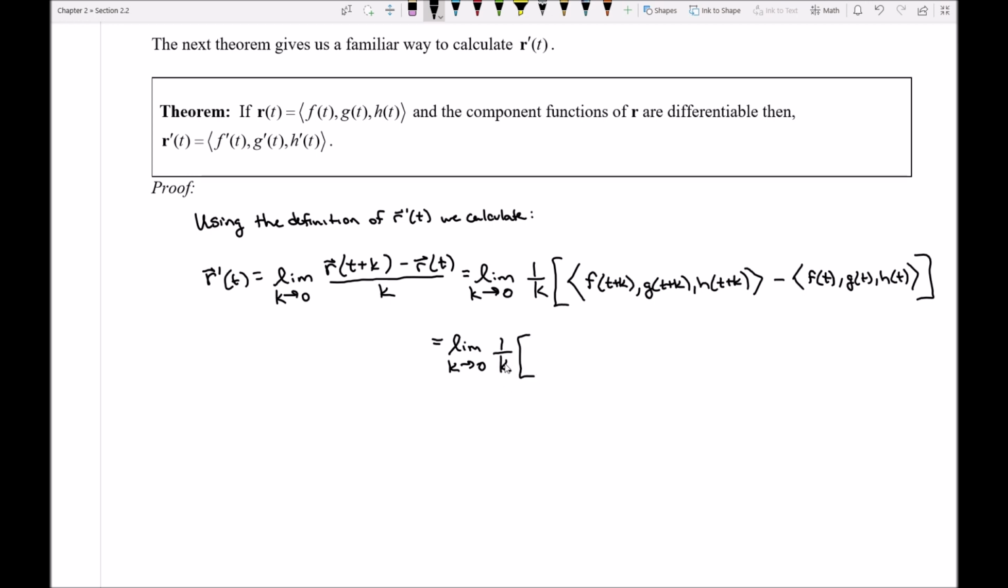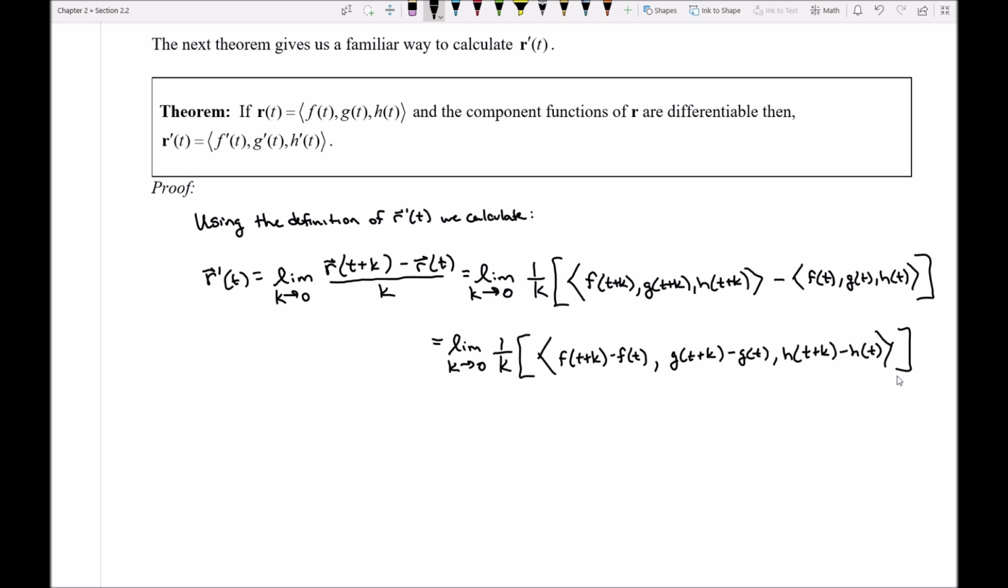Well, I still have my 1 over k on the outside, but now I would have a vector with first component f of t plus k minus f of t. That would be the first component, right, when I do the subtraction here between the vectors. My second component would be the g of t plus k minus g of t. And my final component would be the h of t plus k minus h of t. And this is the one big vector that I have.